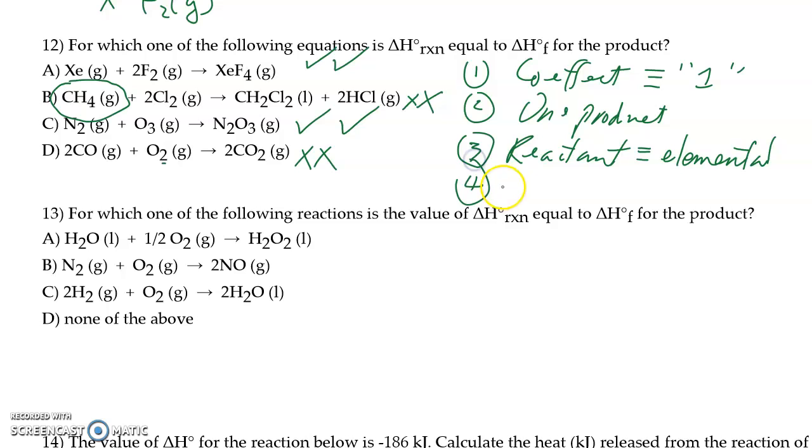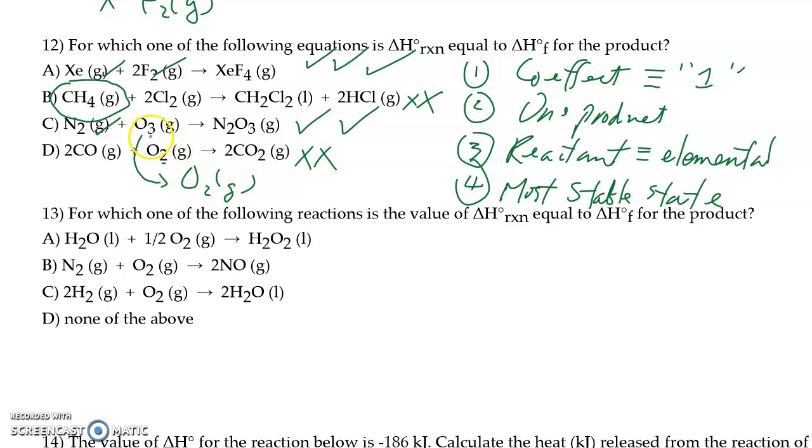Number 4, the reactants in their most stable state. Let's check. Okay, these are gas, that's good. So A is good. Let's check this one, C. N2 is good. Okay, oxygen, the most stable state is O2 gas. It's not O3. O3 is ozone, which itself is not stable. Okay, so we know the answer.